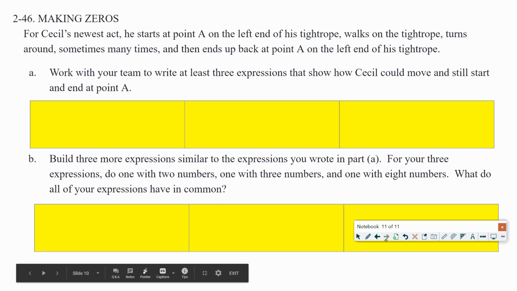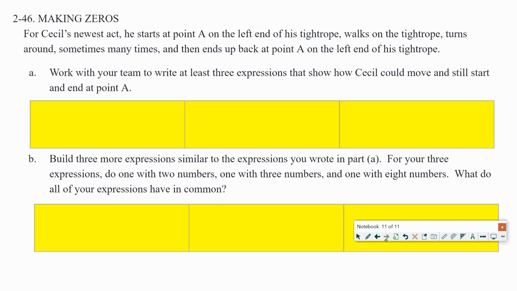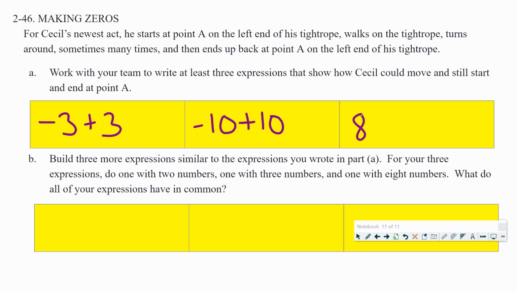For Cecil's newest act, he starts at point A on the left end of his tightrope, walks on the tightrope, turns around, sometimes many times, and then ends up back at point A on the left end of his tightrope. Work with your team to write at least 3 expressions that show how Cecil could move and still start and end at the same point. So, for example, I could write negative 3 plus 3. I could write negative 10 plus 10, 8 plus negative 8, as long as he goes backwards or forwards, and backwards or forwards the same amount.